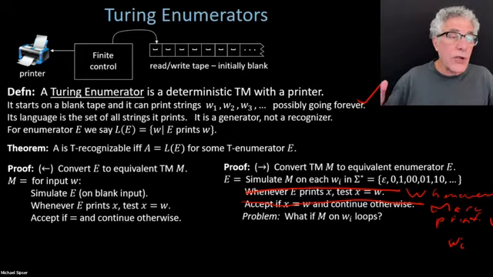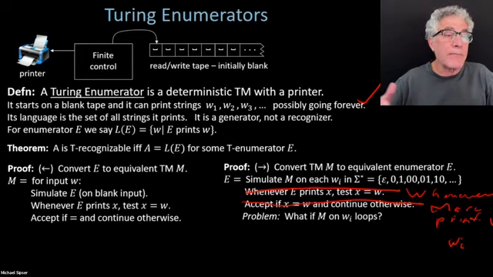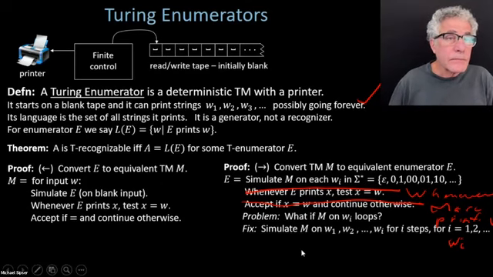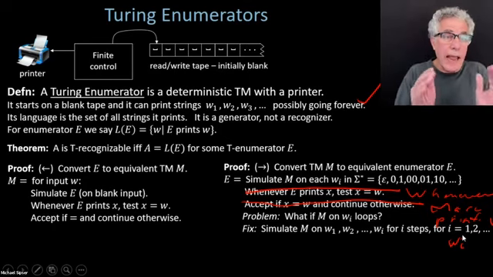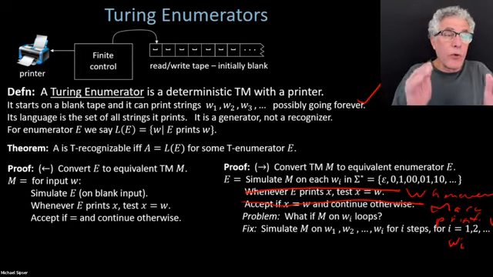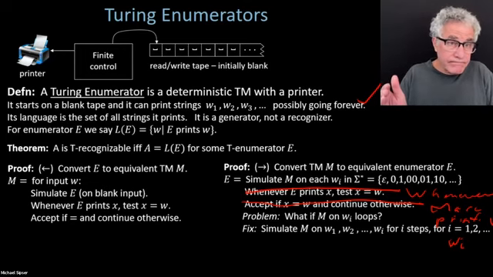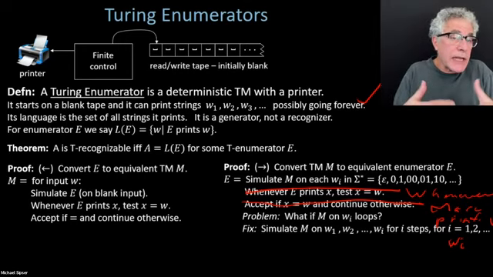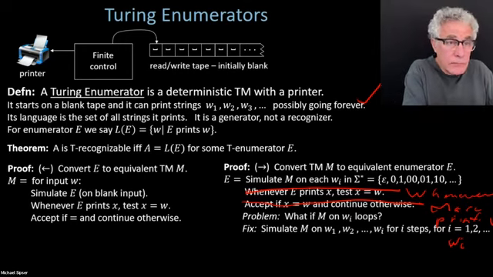What I really have to do is run all of the strings in M in parallel. And the way I'm going to indicate that is I'm going to simulate M on W1 to WI for I steps for each possible I. So I'm going to run M on more and more strings for more and more steps. Okay, and every time I notice that M accepts something, I print it out.